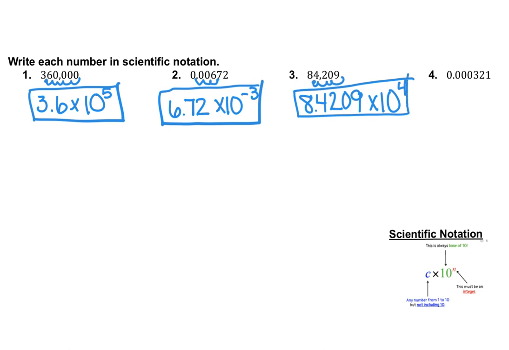And then our last one, again, notice it is between 0 and 1. And so I'm going to have a negative exponent, and I'm placing my decimal between the 3 and the 2. So 3.21, and now times, now how many places to put it back? 1, 2, 3, 4, times 10 to the negative 4 power.